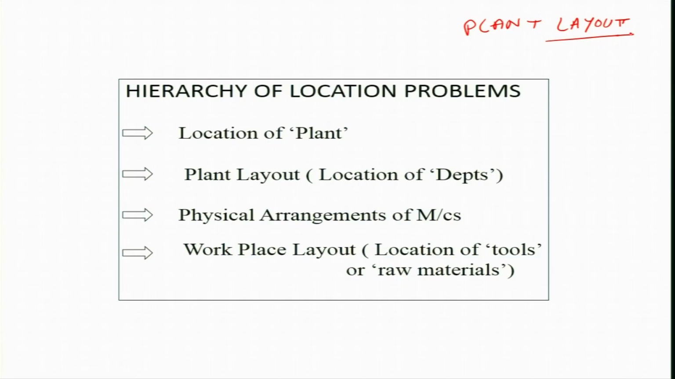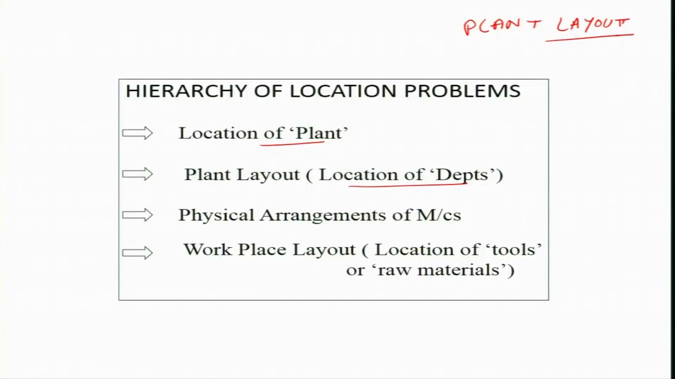So, in the hierarchy, after selecting the location of a plant, we have to go for the location of various departments, various sections. In a manufacturing automobile company, it can be press shop, welding shop, paint shop, engine assembly, machine shop, and final car assembly, etc. That is also in a way a location problem, but it is called a layout problem.